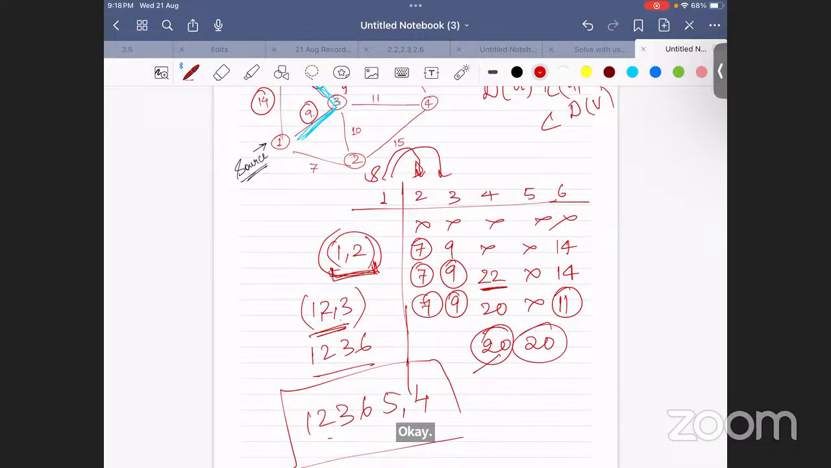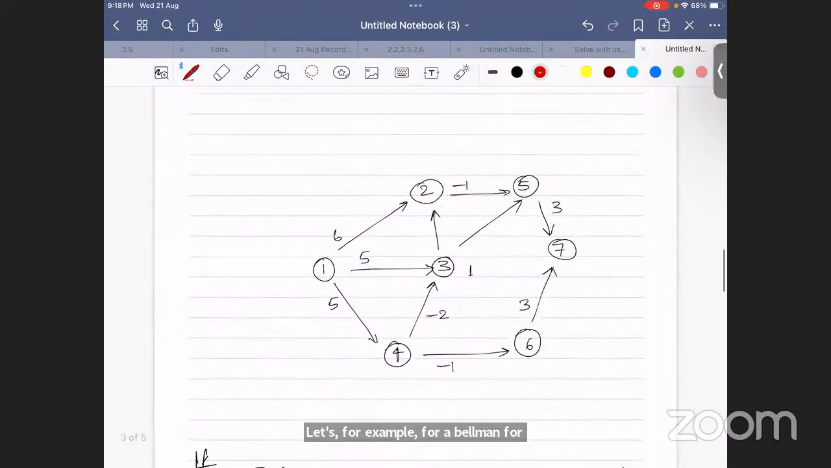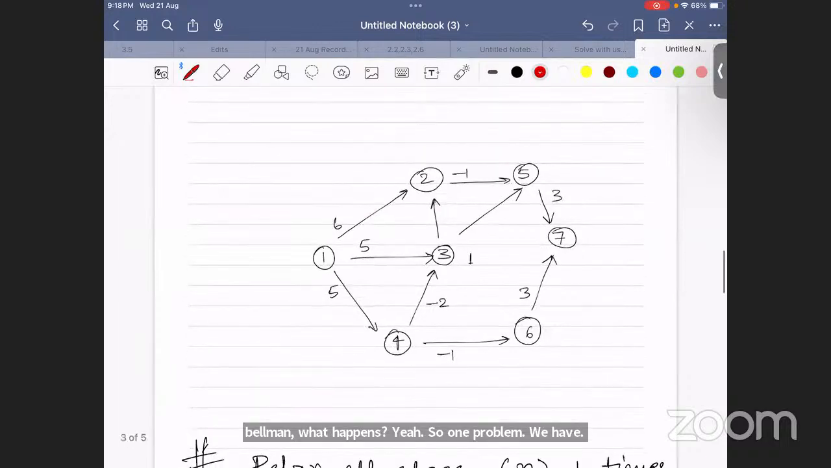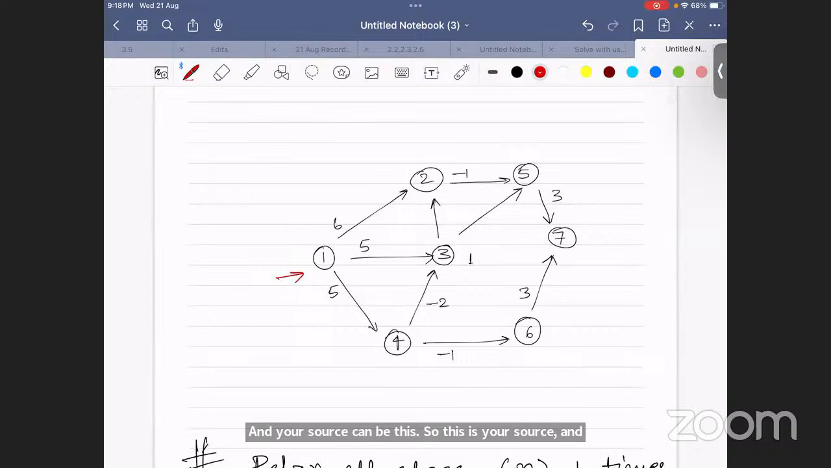Let's take an example for Bellman-Ford. One problem we have: you can see that this is a directed graph, and here you have to use Bellman-Ford. Your source can be this. So this is your source, and then you have to calculate from the source to all the other destinations the minimum weight, or the shortest path.